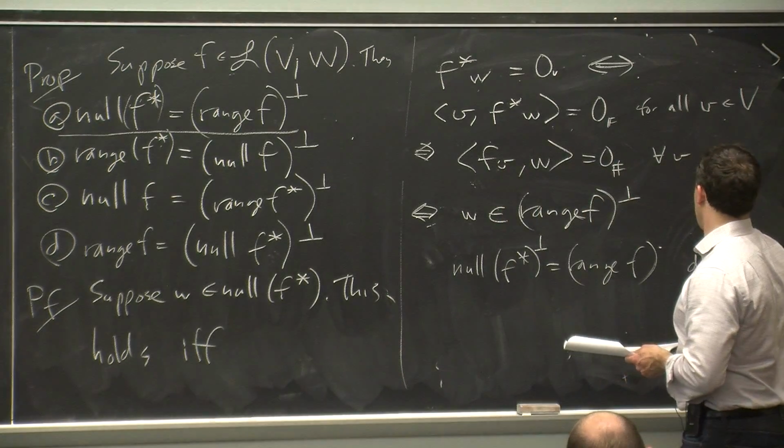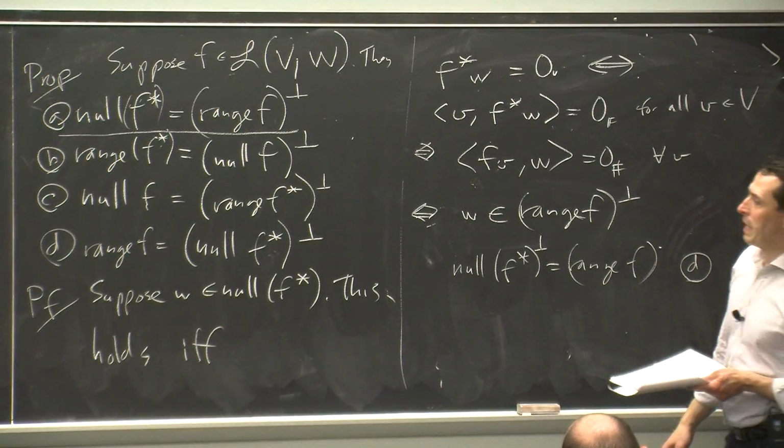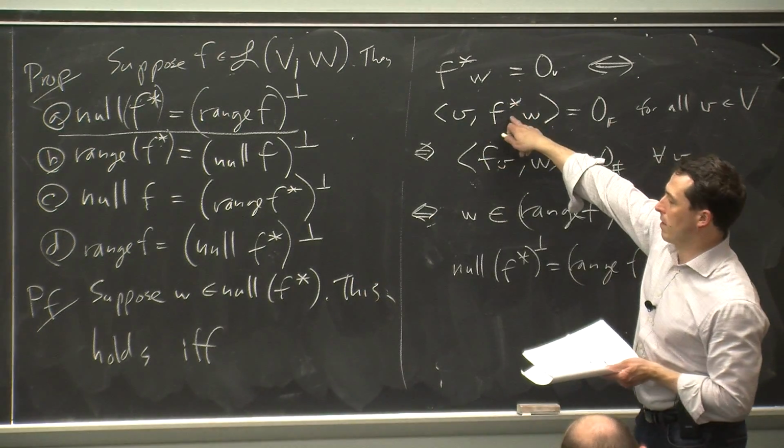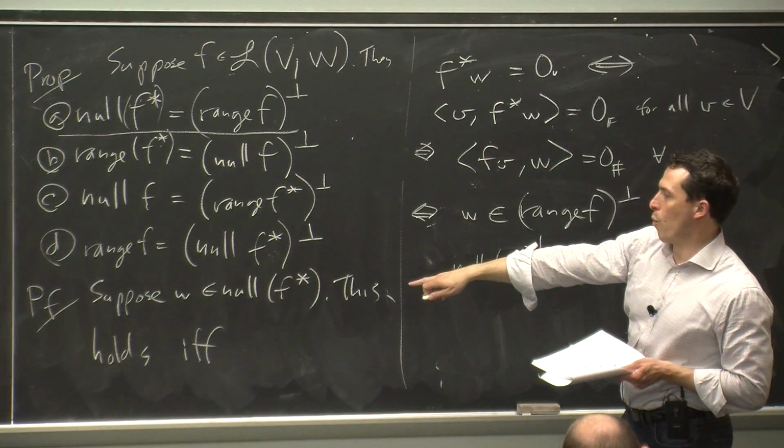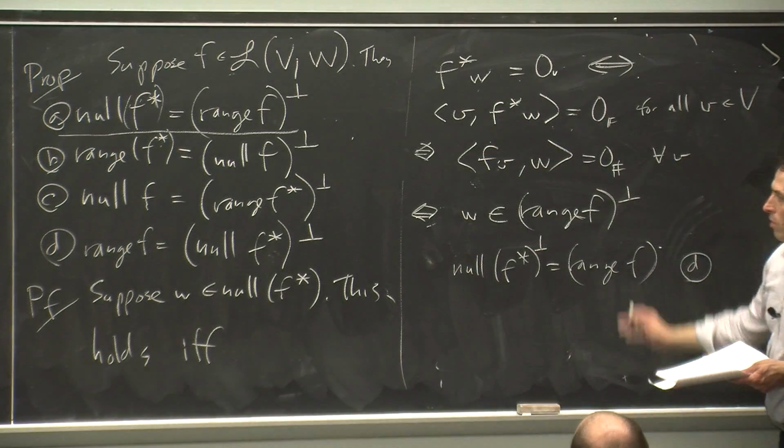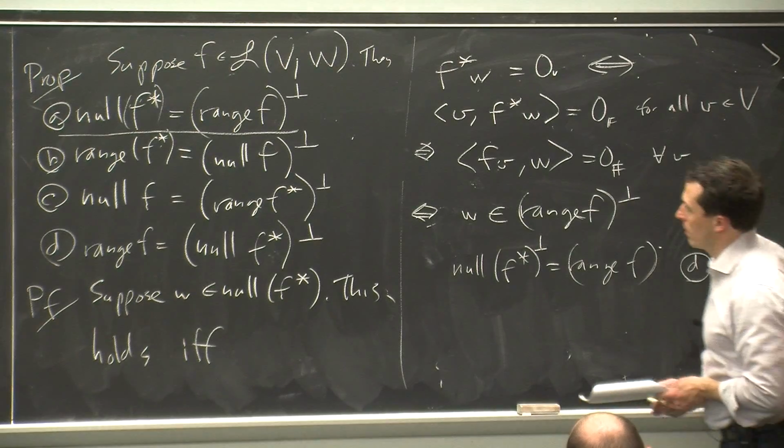That's D. And then for B and C, you just make the same argument as this one, interchanging where the f and f star go. So it's all really just this proof, this chain of equivalences.